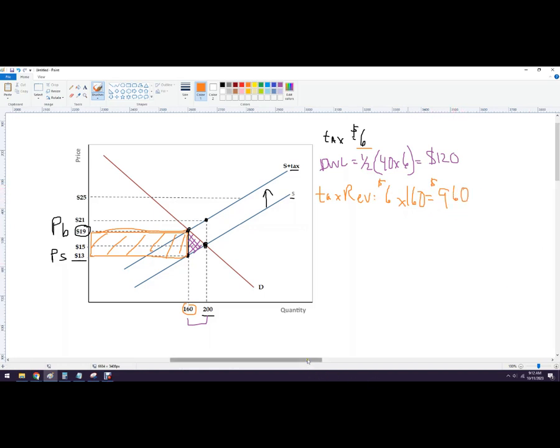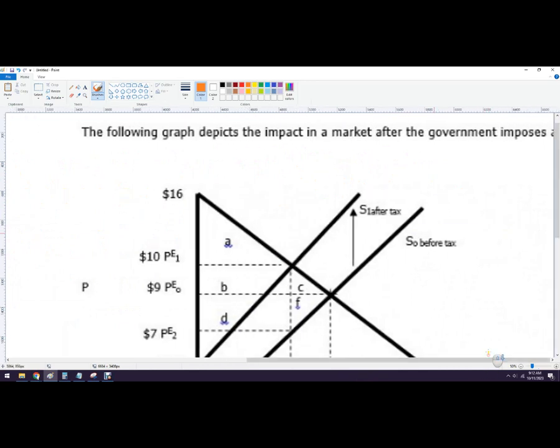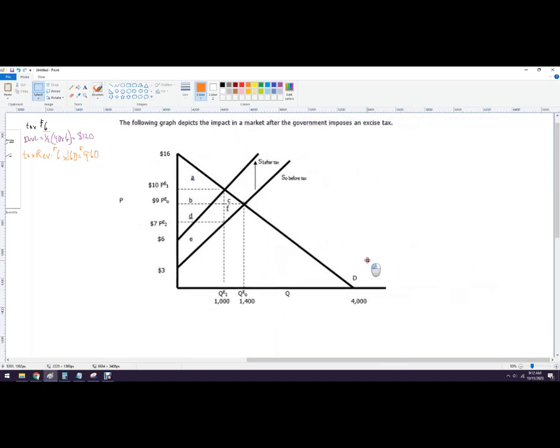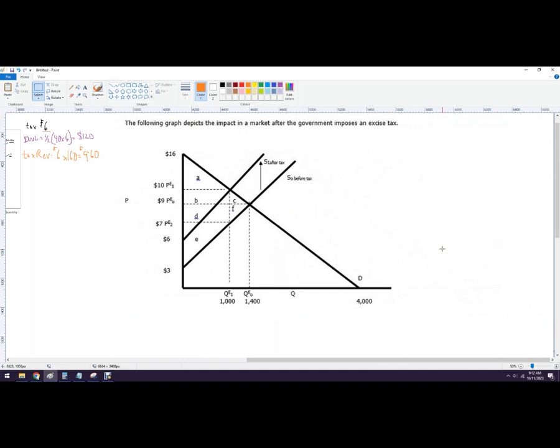Okay, let's do one more. It's over here. What I suggest is that you pause the video, answer these questions, and then look at my answers. Pause the video. Okay, hopefully you solved for how much is the tax, and how much is the tax revenue, how much is government revenue. Oh, that is the same thing, government revenue. How much is the deadweight loss?